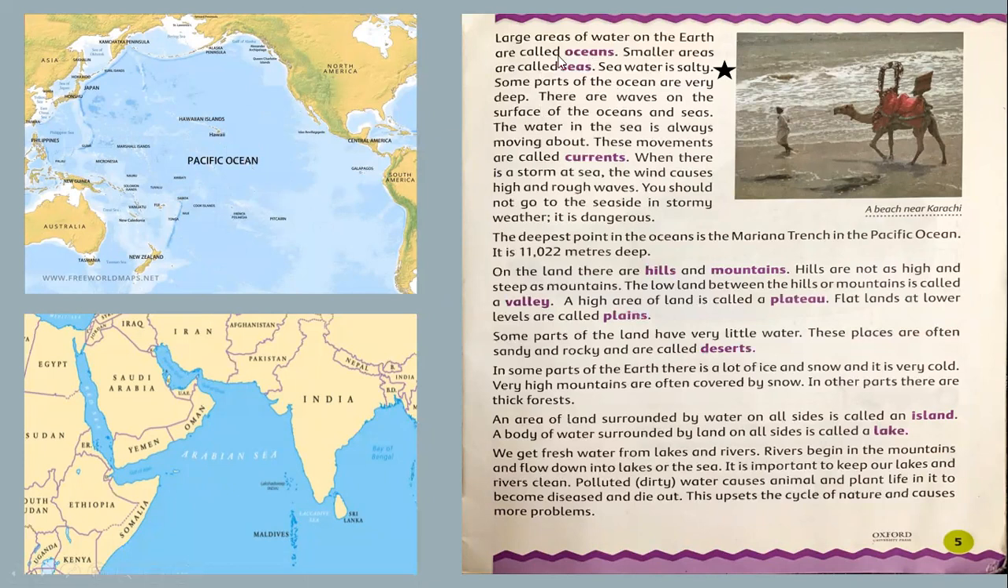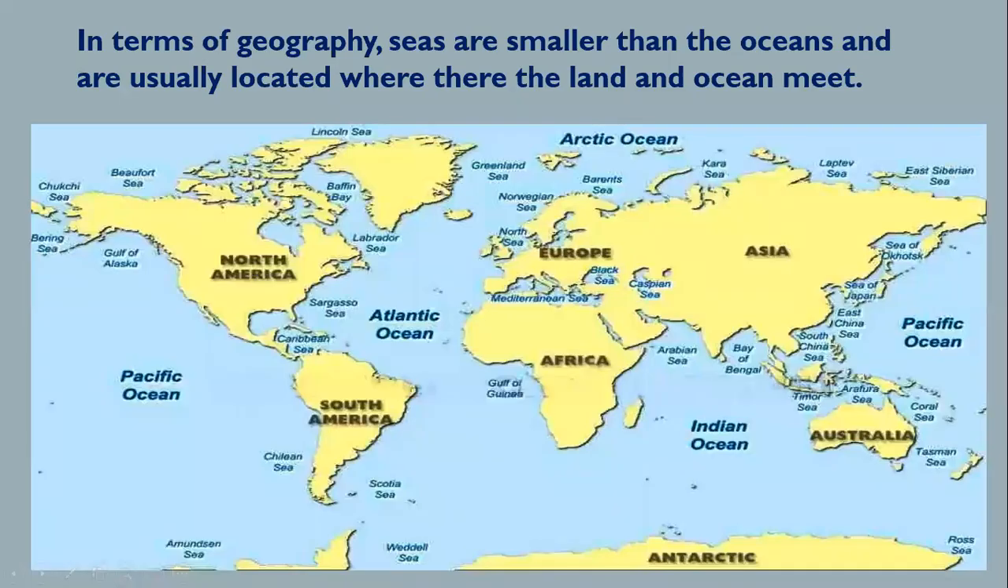So they are saying the large areas of water are called oceans, like the Pacific Ocean. It's a large area. And the smaller areas are called seas, like this is the Arabian Sea near the land. It is smaller and oceans are larger. Look here. In terms of geography, seas are smaller than the oceans and are usually located where the land and ocean meet. What do you understand by this?